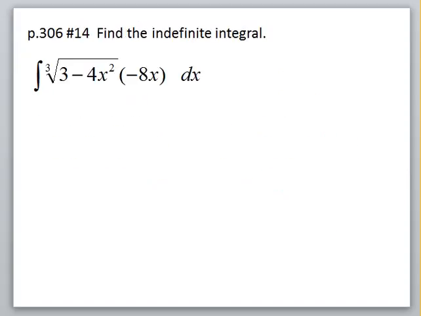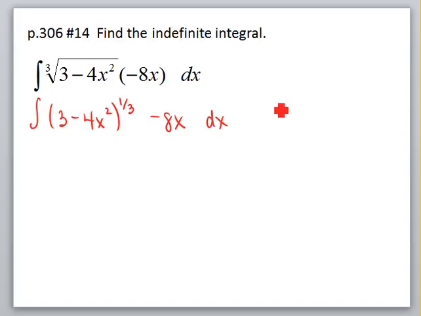I'm going to see if I can fit this into this video. So this one actually says to evaluate the indefinite integral. And what I'm going to go ahead and do is first rewrite this. So I have 3 minus 4x squared to the 1/3 power times negative x, or negative 8x dx.